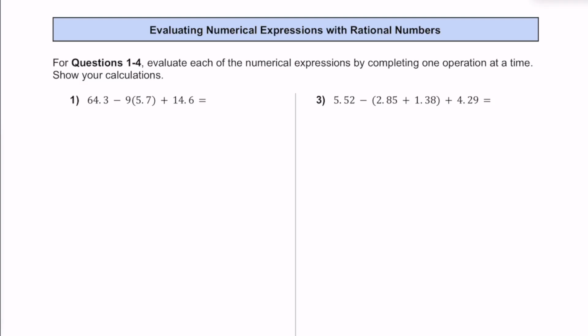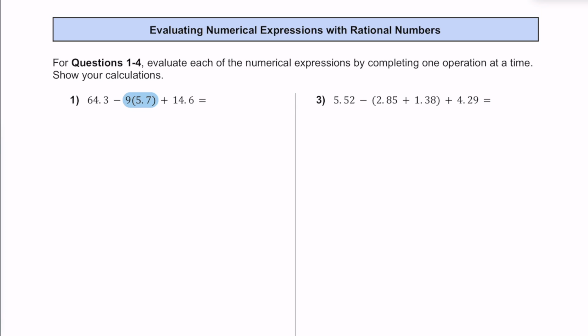Let's go ahead and practice evaluating some numerical expressions that have rational numbers together. So for each of these, we're going to use our order of operations, but specifically, we're going to be having some problems that deal with some decimals and fractions, so different types of rational numbers. For number one, let's go ahead and start with multiplication here.